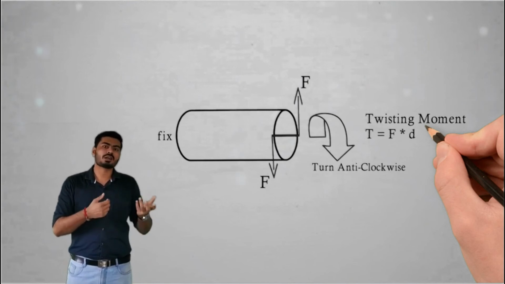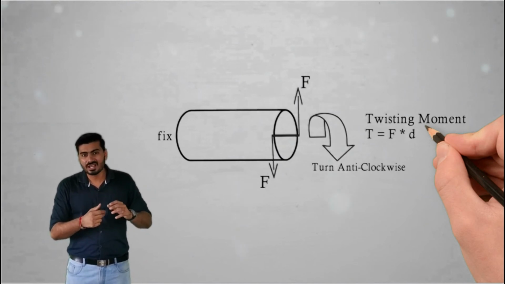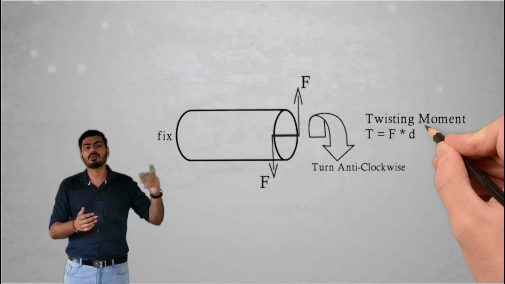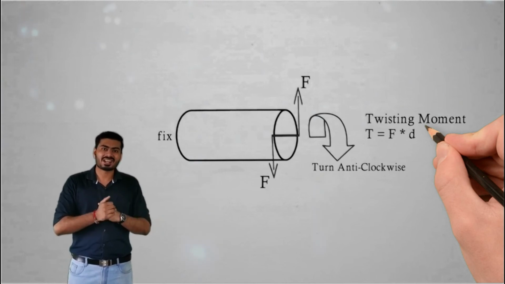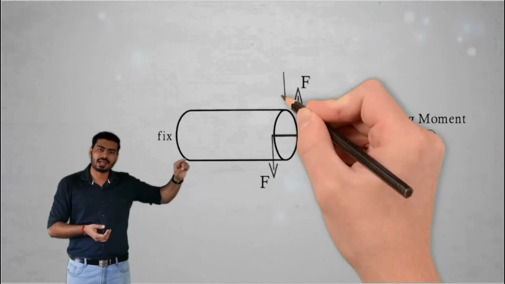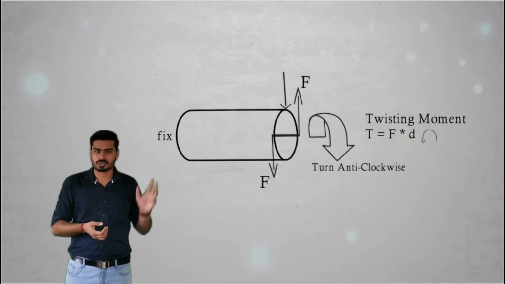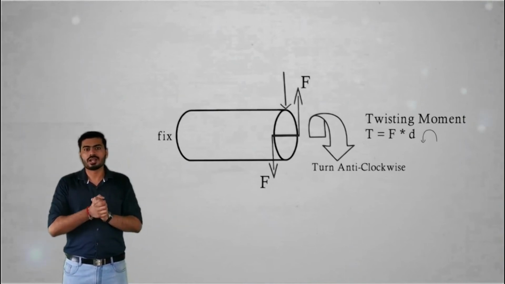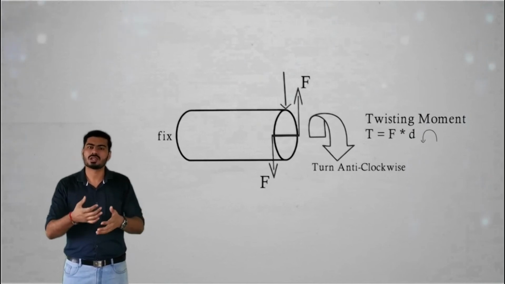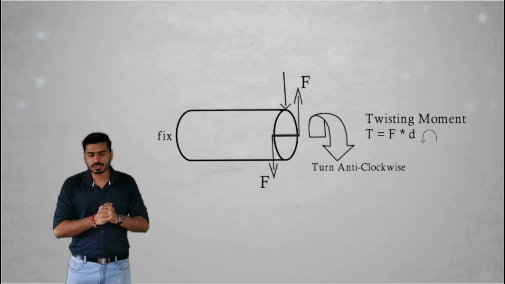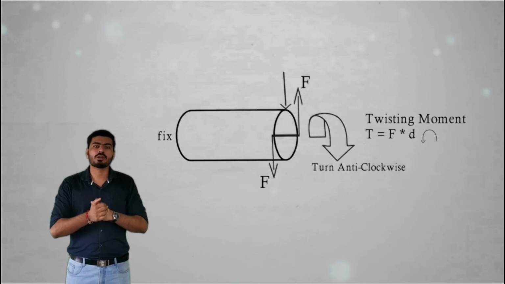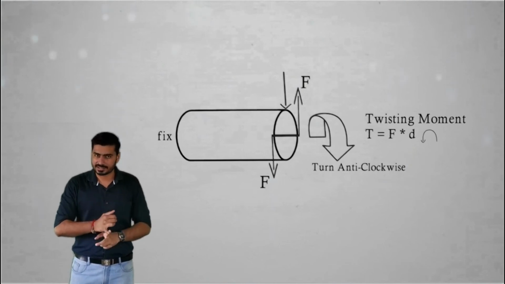Now there is also another custom in which we represent the direction of the twisting moment, so that we can understand the effect of that particular twisting moment in our working condition. The direction of the twisting moment is anti-clockwise, and that's why we will apply an anti-clockwise arrow after the equation or after the value of the twisting moment, so that a designer can understand the effect of that particular twisting moment. This type of twisting moment will create a shear stress in the body, and that's why it is also important to identify while calculating the example.